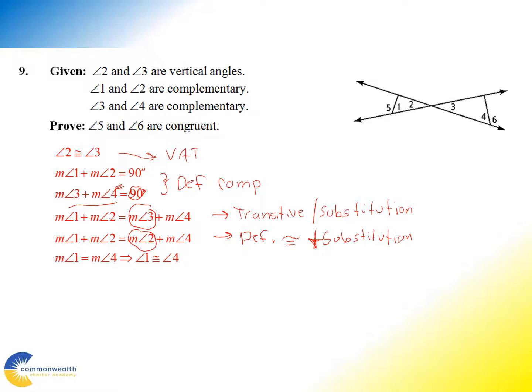And then what you see here is that on this last line, I subtracted the measurement of angle 2 from both sides to get this, and then I automatically conclude that they're congruent. So here, I use the subtraction property.